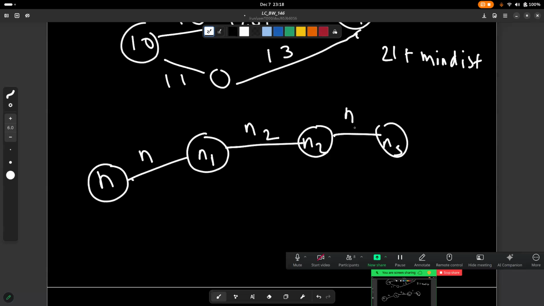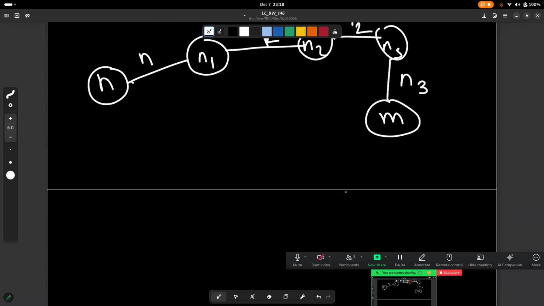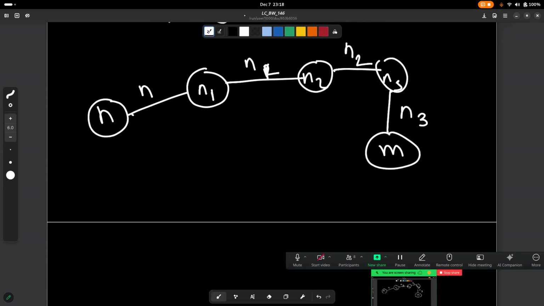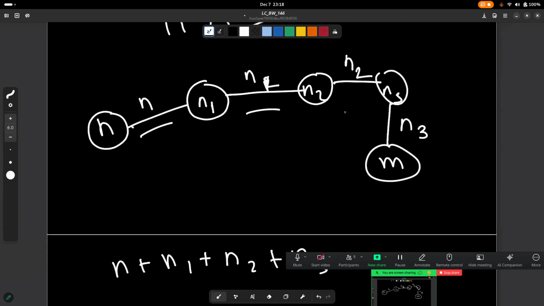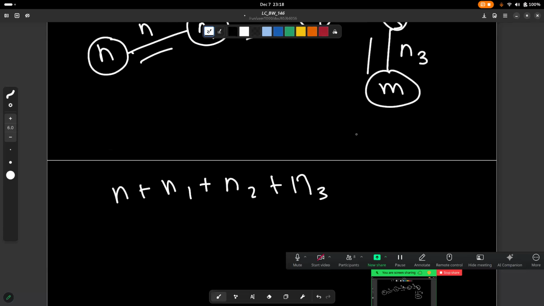Sorry, this will have an edge weight of n1. This will have an edge weight of n2. And finally, from n3 with an edge weight of n3, I'll reach a node which has a value of m. And so the minimum distance of m from n is n plus n1 plus n2 plus n3, the sum of these edges. So this is the minimum distance.